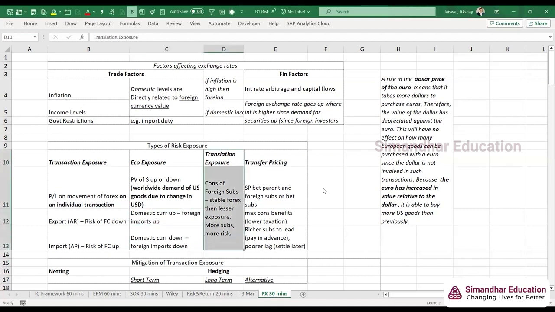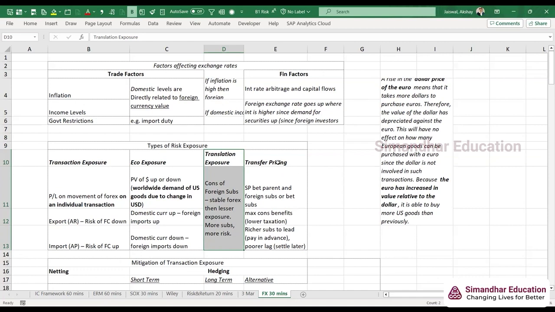Translation exposure is simply related to a foreign subsidiary, right? If we have a foreign subsidiary, we have to consolidate it with our books. We cannot consolidate it directly, because the foreign subsidiary will be using a different currency. So we have to translate it to our own US dollars, and with that translation there will be a risk of change in the values. That risk is called translation risk.